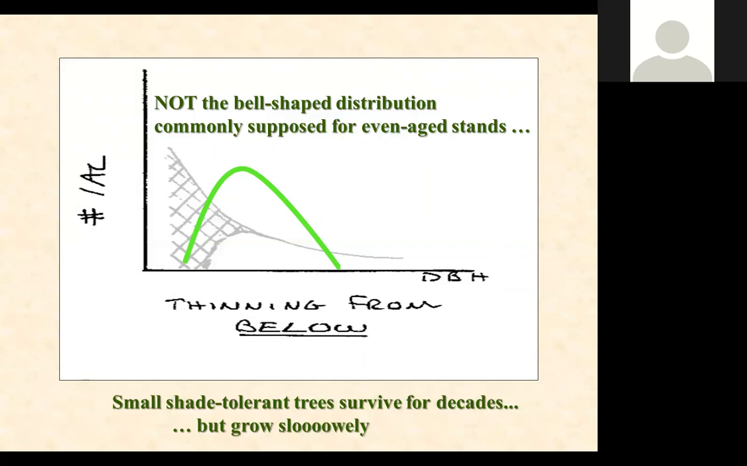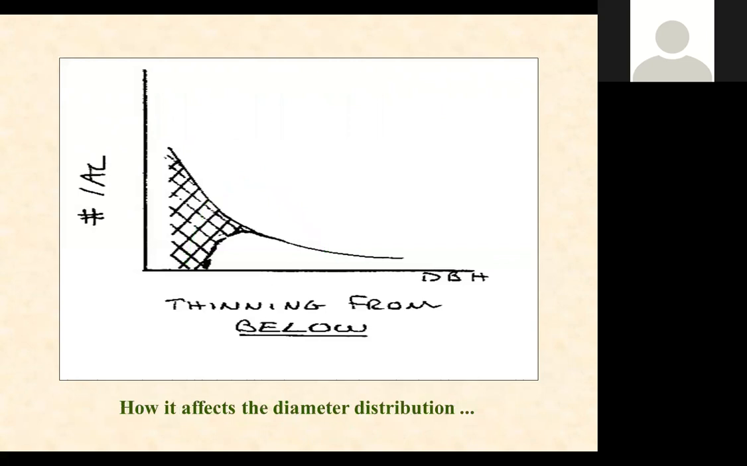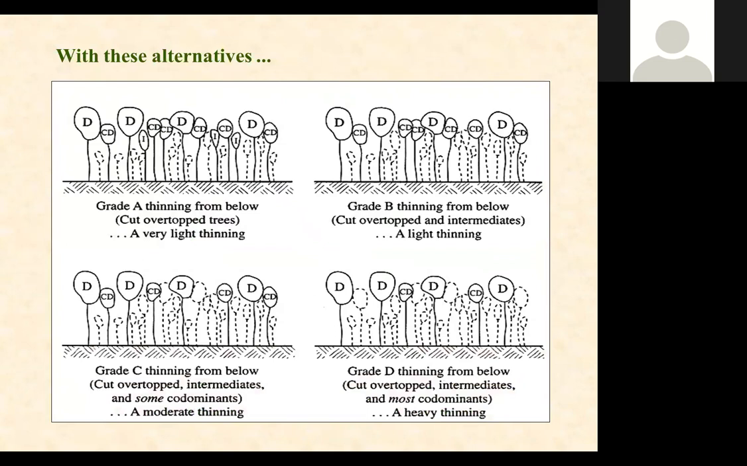So I'm going to use this diameter distribution curve, somewhat of a reverse J, to represent the unthinned stand, and the crosshatch area shows what we would take out by a thinning from below. It's essentially all the small trees. Historically, silviculturists have recognized four grades of thinning from below. In A, you take out only the overtopped trees, in B, the overtopped and intermediates, in C, overtopped, intermediates and some codominants, and in D, you're really working heavily into the upper crown canopy by taking even most of the codominants, or at least many of them.